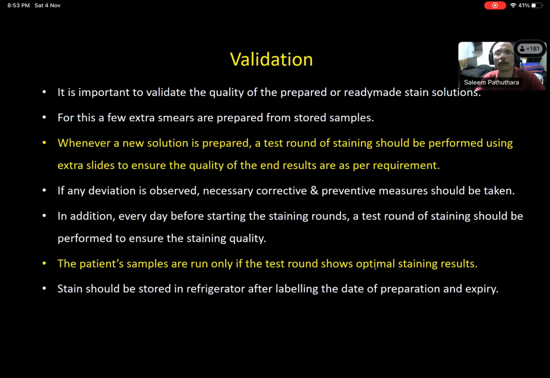Now, it is very important. Whatever stains, whether in-house prepared or ready-made purchased, have to be validated. Whenever a new solution is prepared, a test round of staining should be performed using extra slides. We have to make extra slides ready for this, and these slides can be used to ensure the quality of the end results as per our requirement.